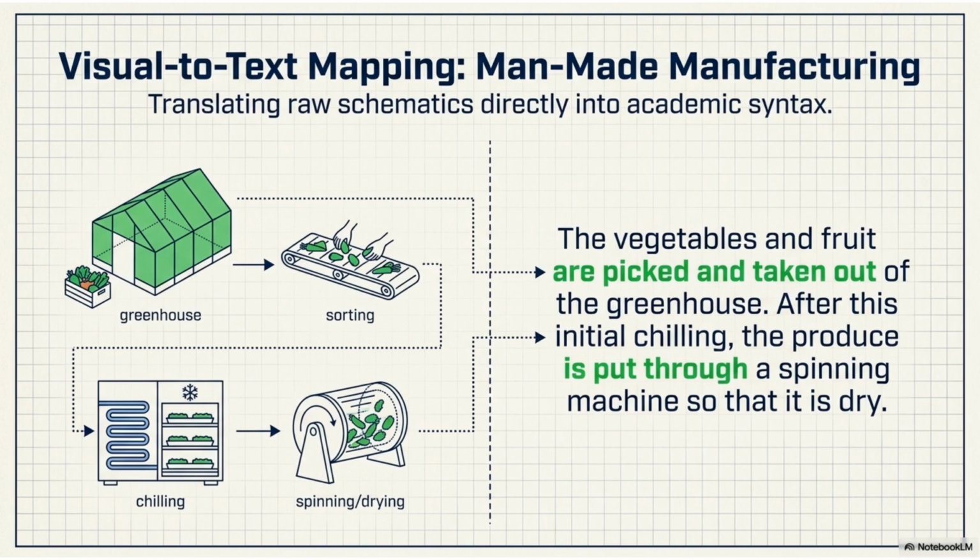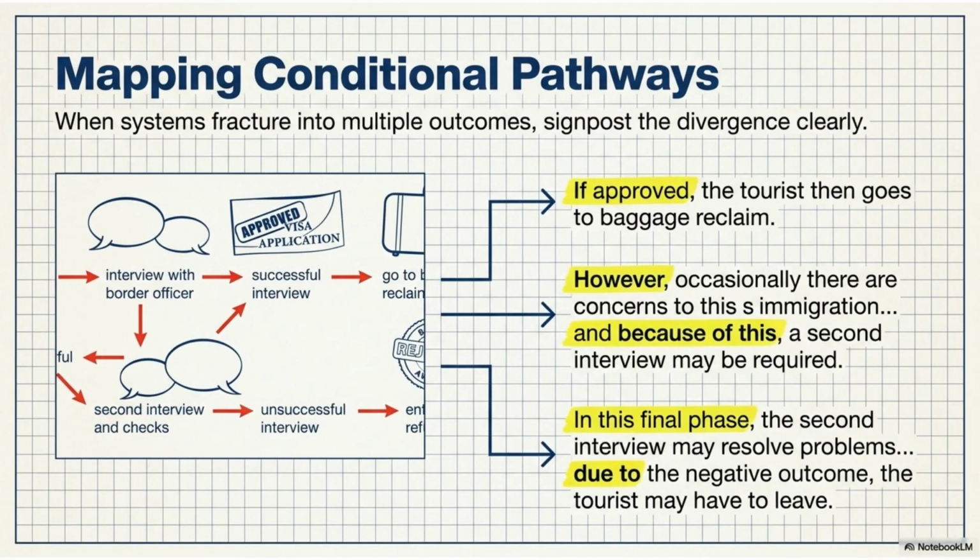Here's how we map a manufacturing schematic to text. By combining the action, the machine, and the purpose, you can create professional academic sentences for your essay. When a system has multiple outcomes, use conditional language to signpost the divergence. Clear transitions help the reader follow the different branches of the process effectively.